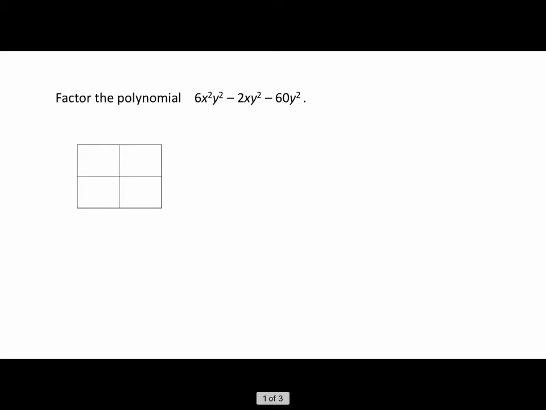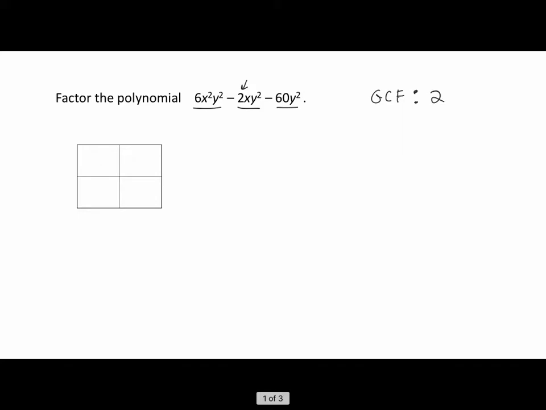Factor the polynomial 6x squared y squared minus 2xy squared minus 60y squared. So I'm thinking there's going to be a common factor for all three terms. Let's look at the number factors. 2 is the smallest number, and all of the other numbers definitely have a factor of 2.